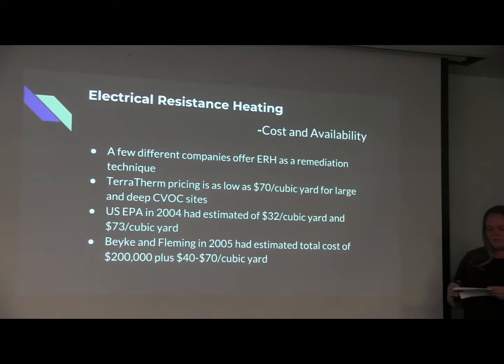For cost and availability, I found a few different companies that offer ERH as a remediation technique. The TerraTherm pricing was at $70 per cubic yard for a large and deep CVOC site, but it can increase or decrease depending on the size of the site. US EPA in 2004 had estimated $32 per cubic yard and $73 per cubic yard at 2 full-scale sites, while Bike and Fleming in 2005 had estimated a total cost around $200,000 plus $40 to $70 per cubic yard.